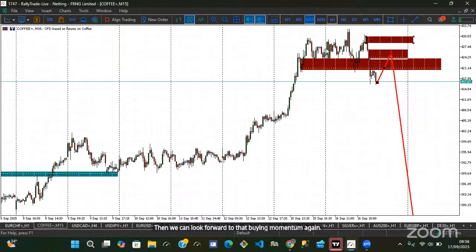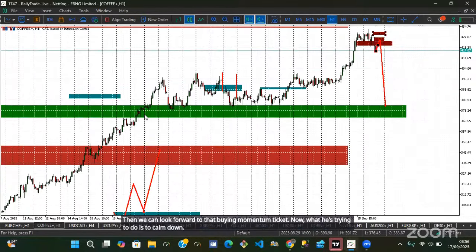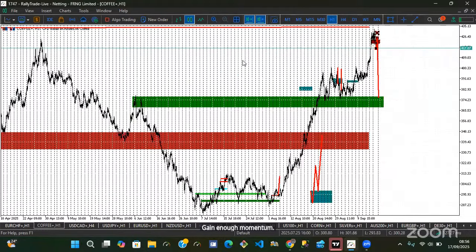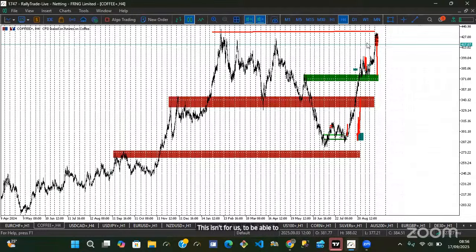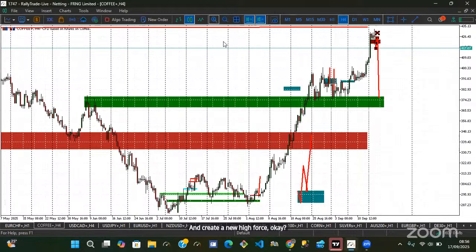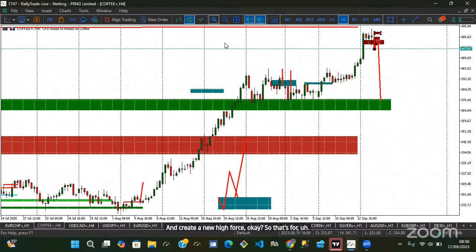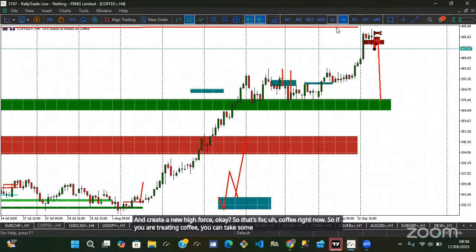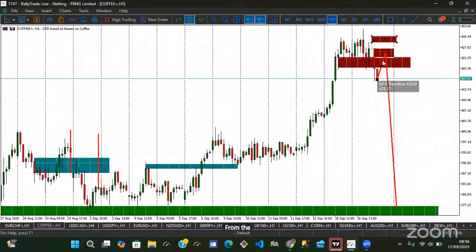Now, what it's trying to do is to come down, gain enough momentum to be able to break this high, this is on 4 hours, and create a new high for us. Okay. So that's for coffee right now. If you are trading coffee, you can take some clue from the analysis that I just did. Let me see questions before we call it a day.